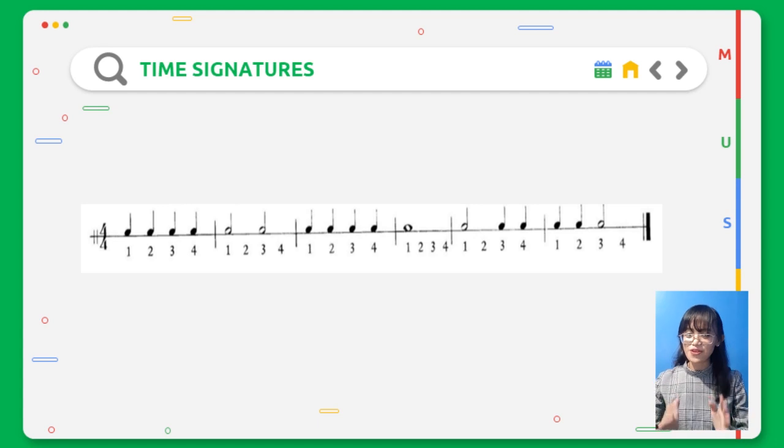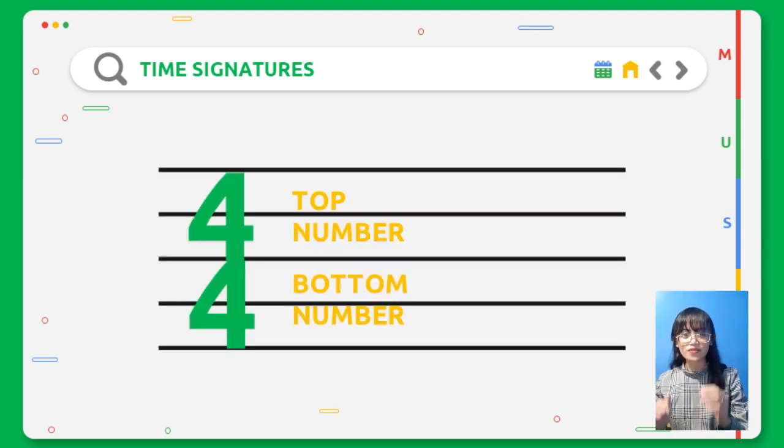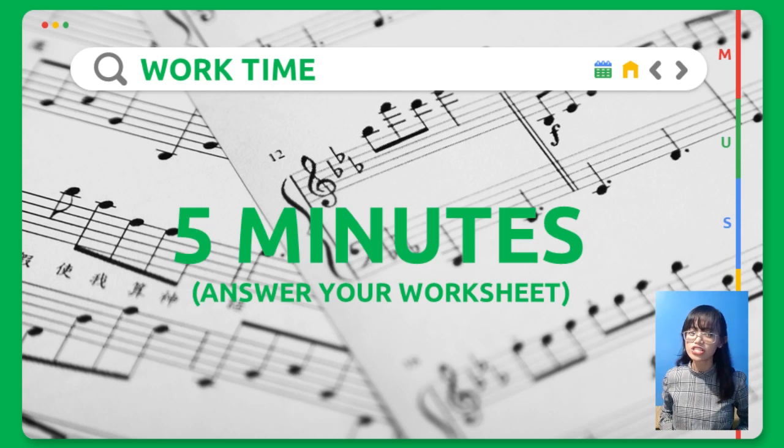Okay, so remember, time signatures are placed at the beginning of a music sheet and the top number indicates how many beats each measure will have, and the bottom number indicates what note gets that one beat. So I hope that is very clear to you. If you have questions, you can type it in the comment section below, or you can reserve that in our Q&A session later after the session, because now you're going to answer your worksheet and your 5 minutes starts now.